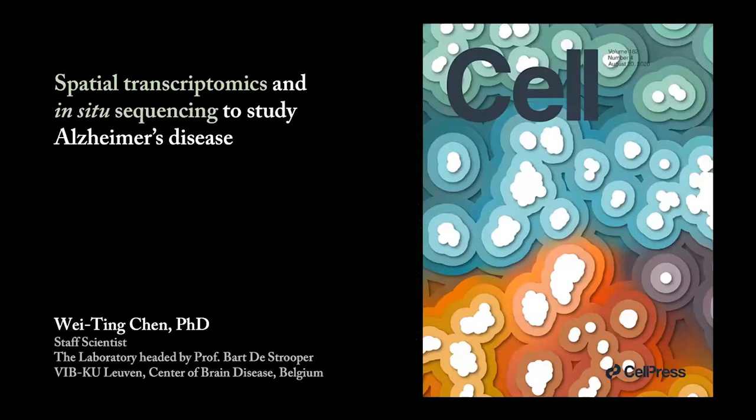The cover story sends a message that amyloid plaque, like the white stuff here, has a ripple effect throughout the brain cells and propagates a pathogenic signaling. Spatial transcriptomics, for the first time, enabled us to unbiasedly identify the molecular mechanism representing this pathogenic signaling, and in situ sequencing helped us identify the cell types that propagate this pathogenic signaling.